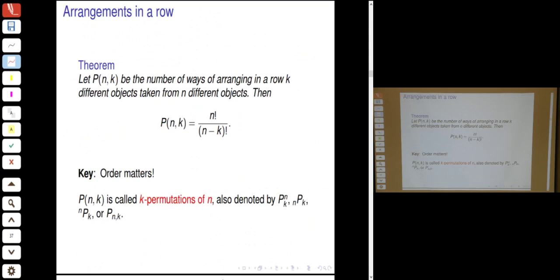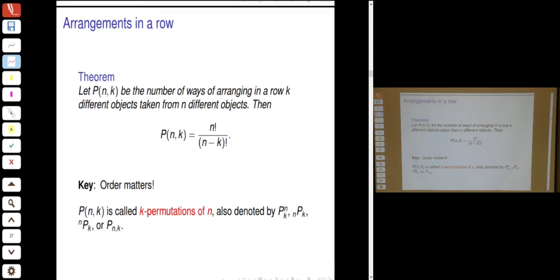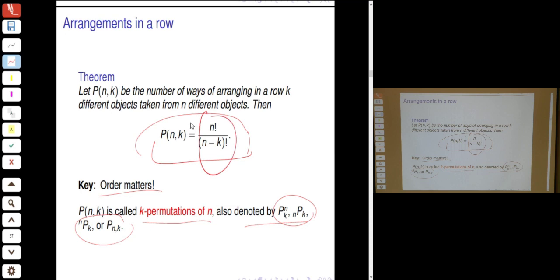So here is an example of arrangement in a row. Let P(n,k) be the number of ways of arranging in a row k different objects taken from n different objects. Then P(n,k) is n factorial over n minus k factorial. So here the order matters. P(n,k) is the k-permutations of n, and these are the various notations. So if you have n objects and you want to take k objects from them and arrange these k objects in a row, then the total number of ways is n factorial over n minus k factorial. Okay?